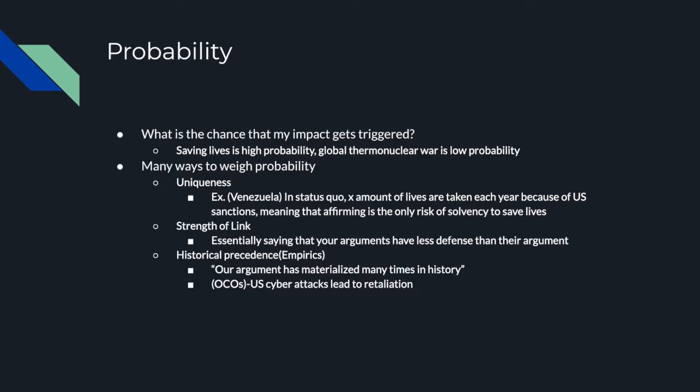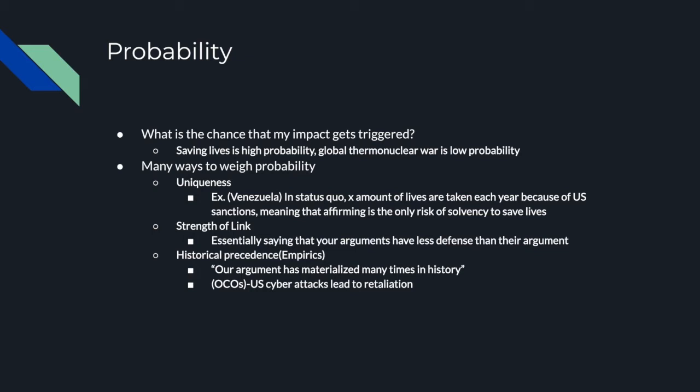And the last part of stomp weighing is probability. And probability, as the name implies, is what is the probability that my impact gets triggered. So for example, saving lives is high probability and global thermonuclear war is low probability. And there's also many ways to weigh probability, such as uniqueness.